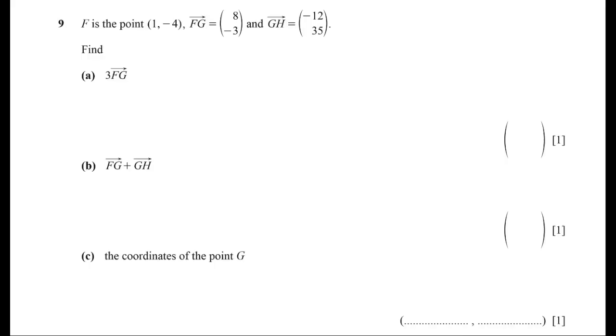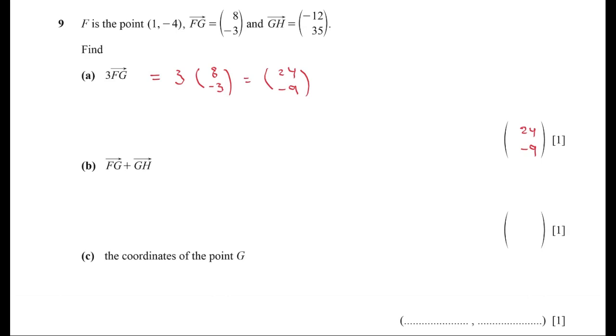Question 9. To find 3fg, it means 3 multiplied by 8 and negative 3. 3 times 8 equals 24. 3 times negative 3 equals negative 9. The answer is 24 and negative 9.